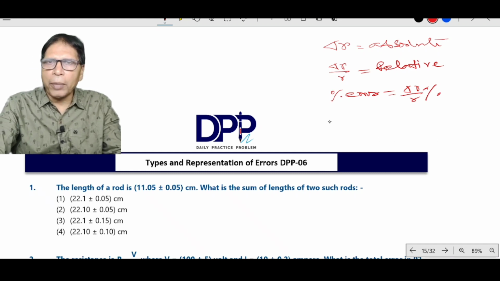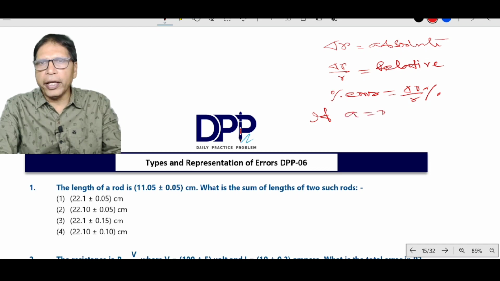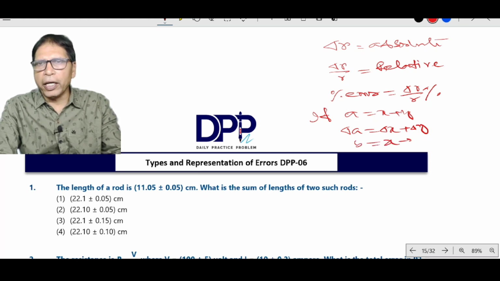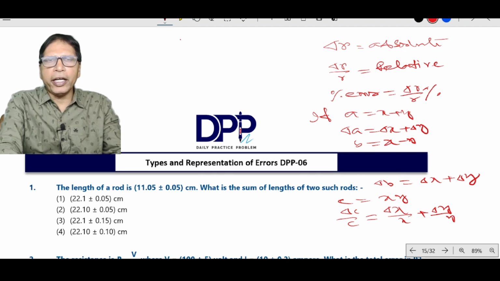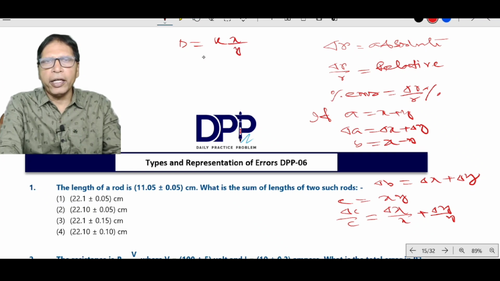Now addition and subtraction of error. If a equal to x plus y, then absolute error of a is equal to absolute error of x plus absolute error of y. If b equal to x minus y, then absolute error of b is equal to absolute error of x plus absolute error of y. In the same way, if c equal to x into y, then relative error of c equals relative error of x plus relative error of y. Similarly, d equal to k x by y, so here relative error of d equals relative error of x plus relative error of y.